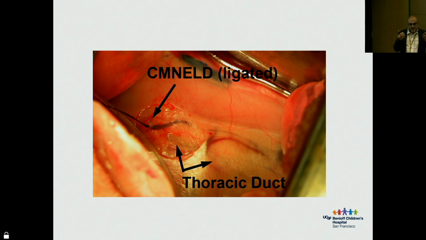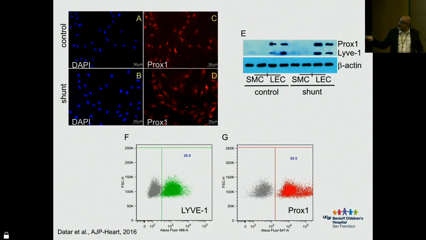And what's interesting is that even in culture, after they were no longer exposed to the same mechanical forces, they still maintained the phenotype, which is summarized 2 slides from now. But I just want to show you that we isolated these cells, separated them from the smooth muscle cells, and showed that they were pure populations of lymphatic endothelial cells.